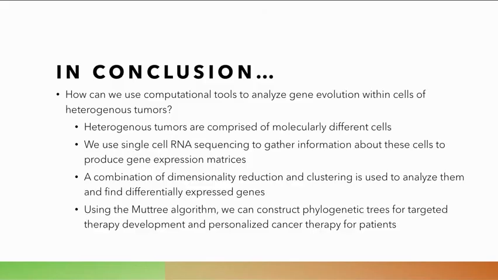In conclusion, our group asked, how can we use computational tools to analyze gene evolution within cells of heterogeneous tumors? In our investigation, we answered, heterogeneous tumors are comprised of molecularly different cells. We use single-cell RNA sequencing to gather information about these cells to produce gene expression matrices. And then a combination of dimensionality reduction and clustering is used to analyze them and find differentially expressed genes. Lastly, using the MuTree algorithm, we can construct phylogenetic trees for targeted therapy development and personalized cancer therapy for patients.